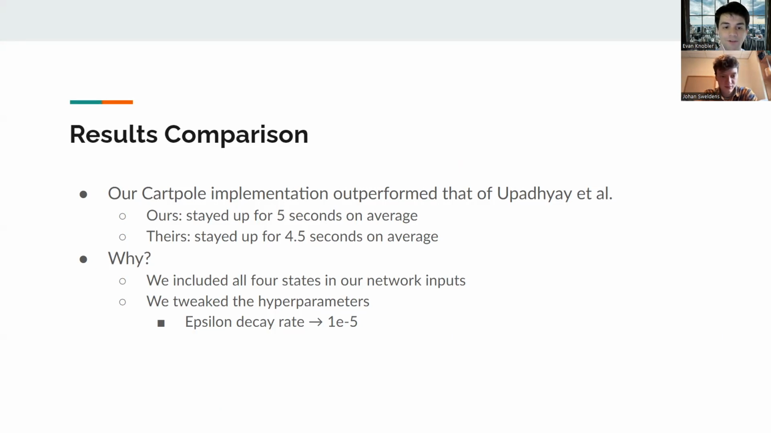In addition, for this game, we also tweaked the hyperparameter, specifically the epsilon decay rate, to a smaller rate than the one the paper used. This is because we found that while training, epsilon was already at single digits after 1,000 episodes. So we figured that by decreasing the decay rate, we would allow for more exploration while training.